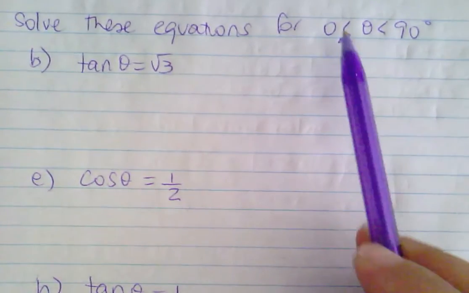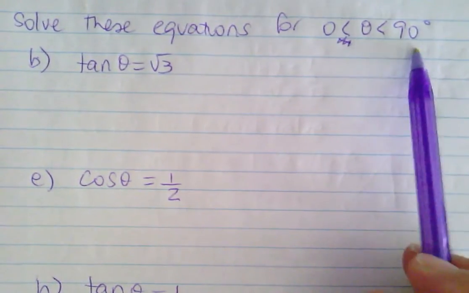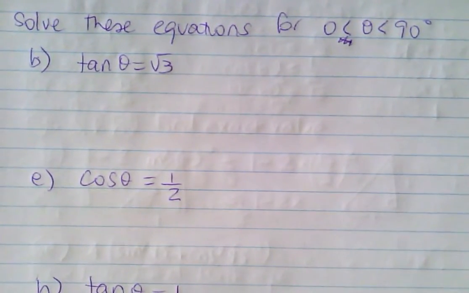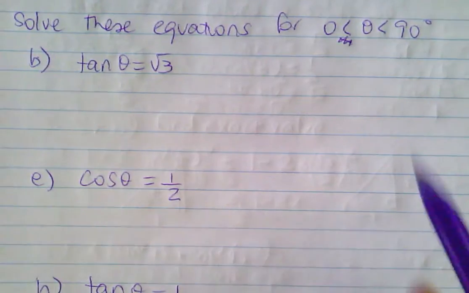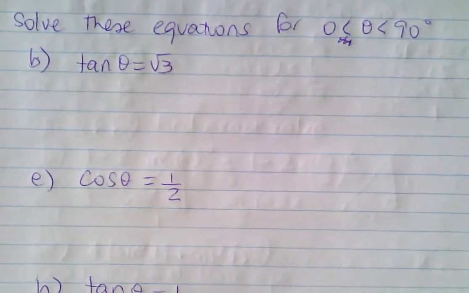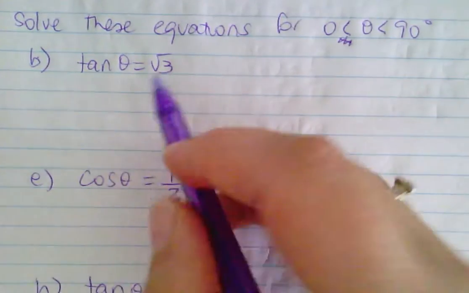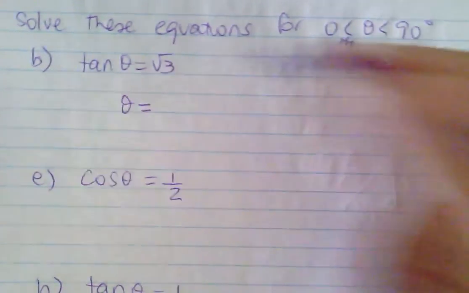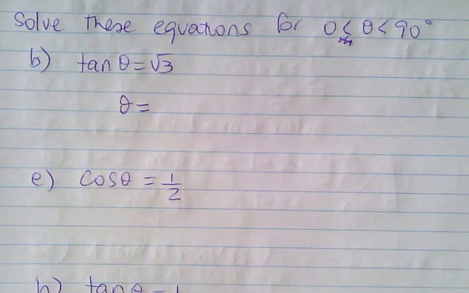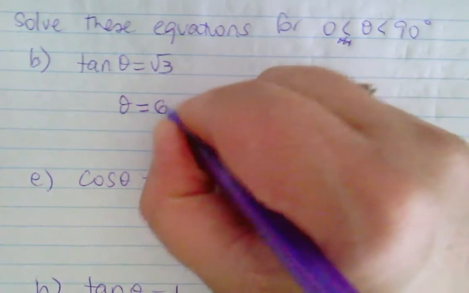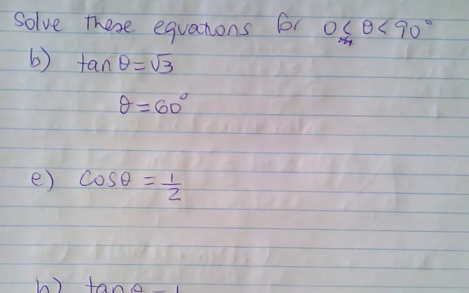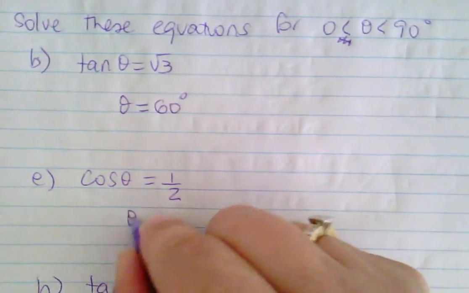Solve these equations for 0 less than theta less than 90 degrees. What it's telling you is that it's an acute angle between 0 and 90. So your answer has got to be between 0 and 90. You're going to understand why I'm writing this later in the week, not now. So tan of what? This is just a memory game. Tan of what is root 3? Is it 30, 60 or 45? That's that. Done.